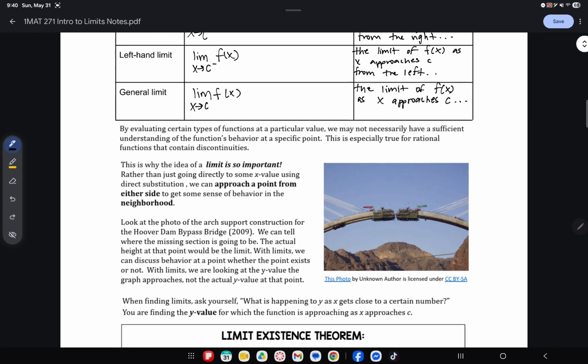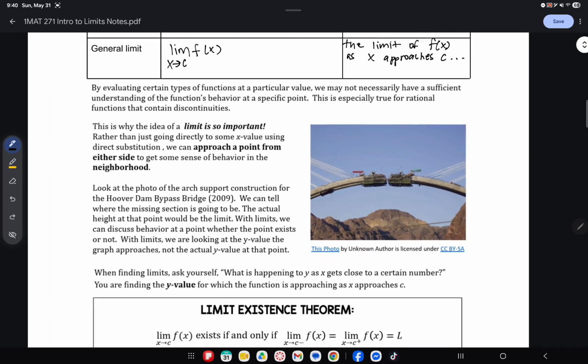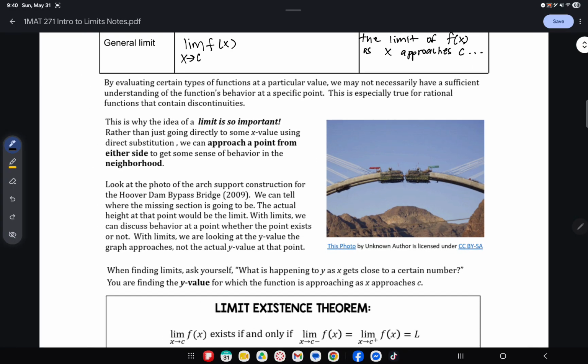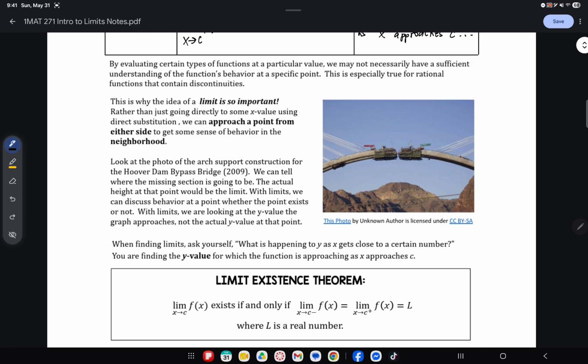And here's a visual of why limits might be important. We've got this bridge here, right? We're approaching it from the left side and the right side to build it all together. Looking at it, I might not see where they're connecting in the middle, where there's that space, but I know where it's tending to because of the left and the right sides. They're both coming to the same point.